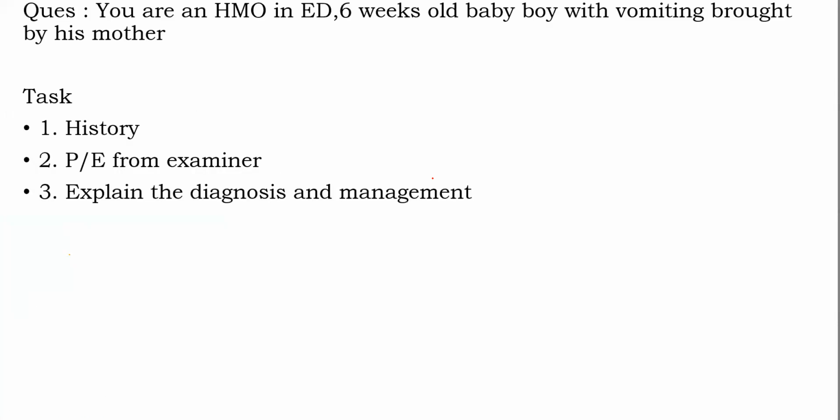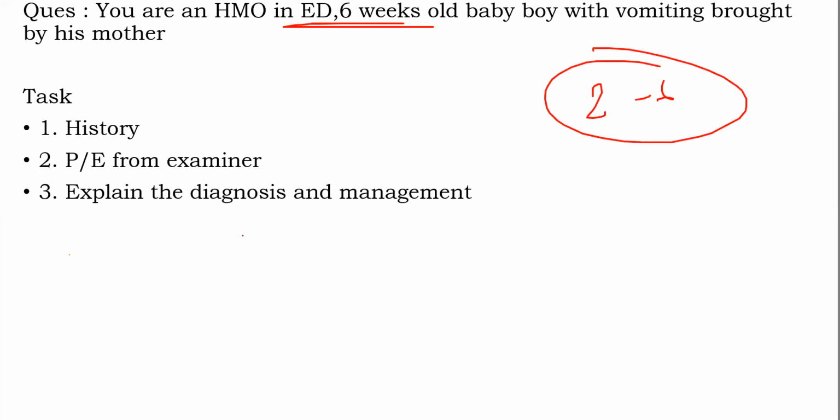Let's start with pyloric stenosis. You are an HMO in the emergency department. A 6-week-old baby boy with vomiting is brought in by his mother. So 6 weeks is a very typical and very classic age for having pyloric stenosis. Between 4 to 6 weeks, we say between 2 to 6 weeks.